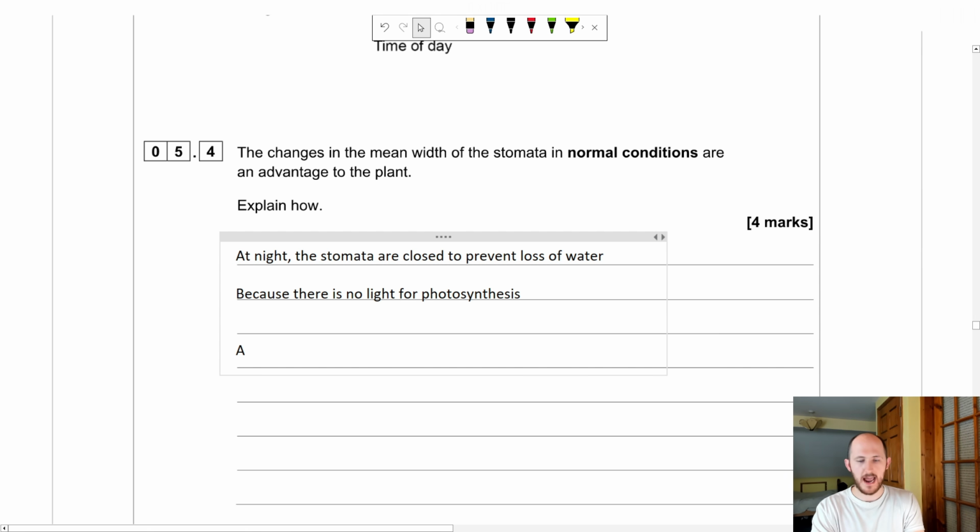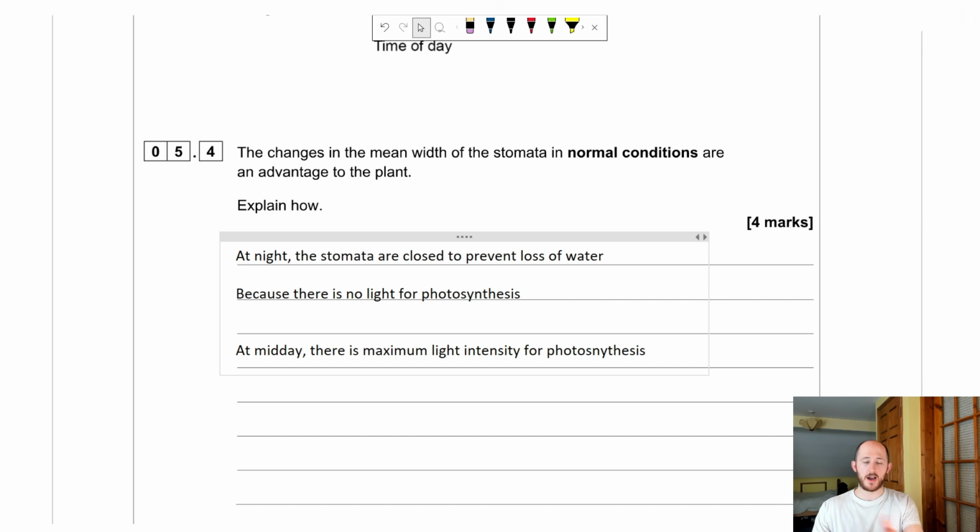However, at, let's say, midday or during the day, there is maximum light intensity for photosynthesis. Obviously, because the sun is at its highest point in the sky, depending on what time of year it is. It's going to be at its peak at around midday. Therefore, stomata are open to maximize carbon dioxide intake for photosynthesis.